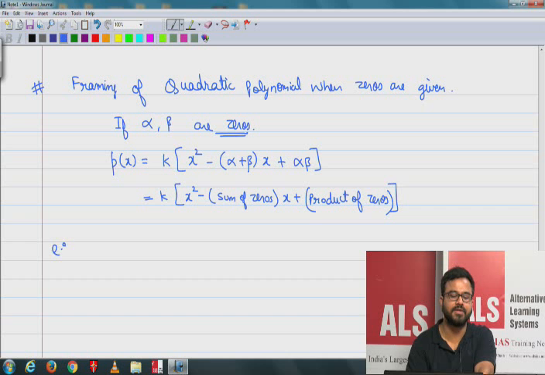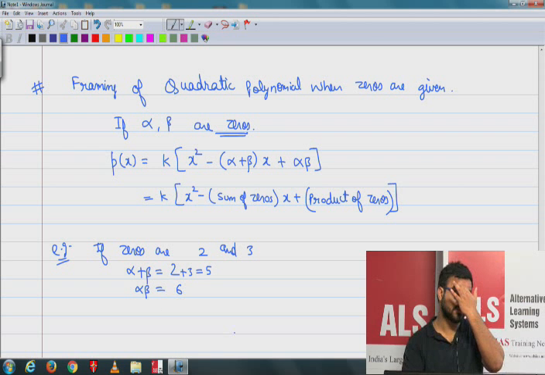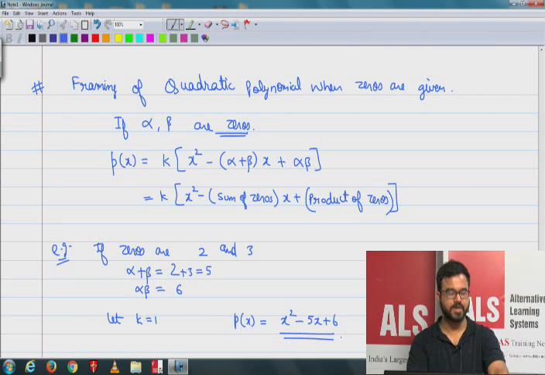So let's say if zeros are 2 and 3 of a quadratic polynomial, find the quadratic polynomial. So what you will do, first you will say sum of zeros is equal to 5, product of zeros is equal to 6, and in most questions when it is not given, you can take k as 1, so you can say let k is equal to 1. So your quadratic polynomial p of x will be equal to x square minus 5x plus 6, that is, x square minus sum of zeros into x plus product of zeros.